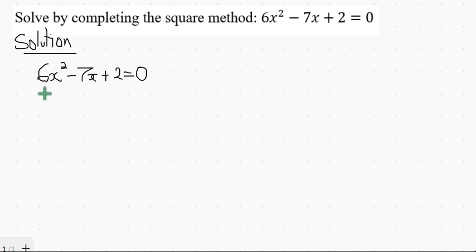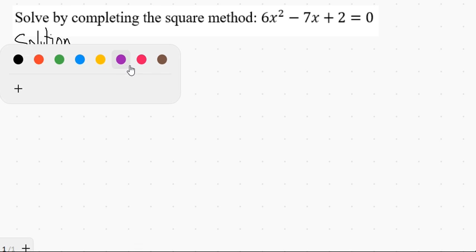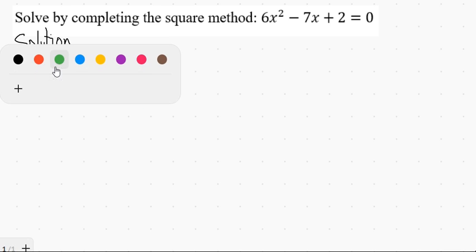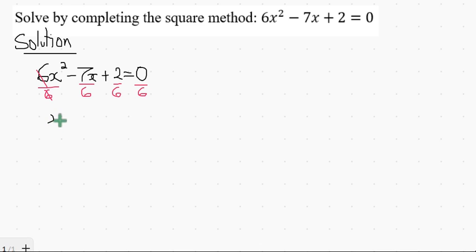The first step to take is to divide each term of the equation by the coefficient of x squared, which is 6. So I'm dividing each term of the equation by 6. So here is going to be x squared. The equation will be reduced to x squared minus 7 over 6x plus 2 over 6 equal to 0.